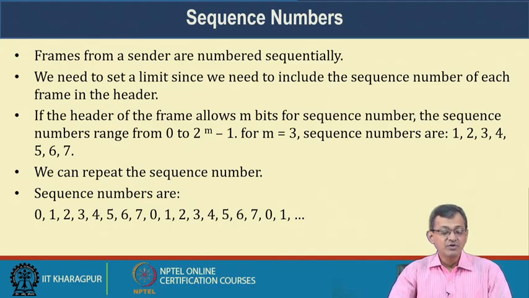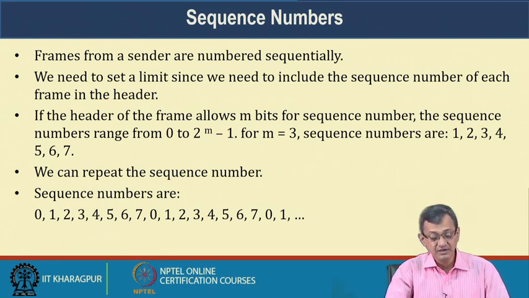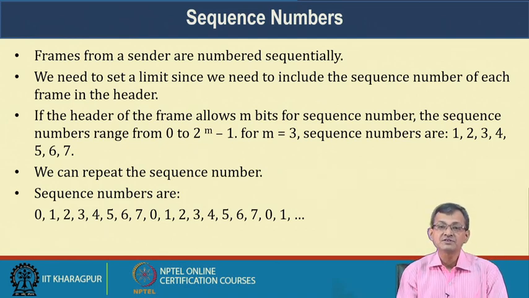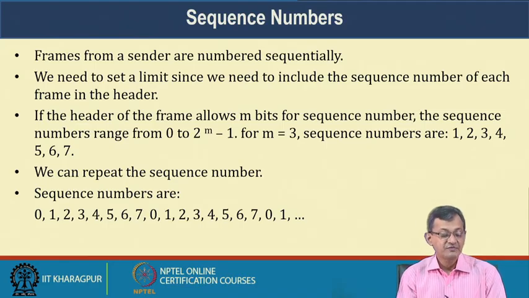In this case what we require is a sequence number, right. Frames from the senders are numbered sequentially. We need to set a limit, since we need to include the sequence number of each frame in the header. So, if the frame header allows m bits for the sequence number, the sequence number range is 2 to the power 0 to 2 to the power m minus 1, right. For m equal to 3, the sequence numbers are 0 to 7.